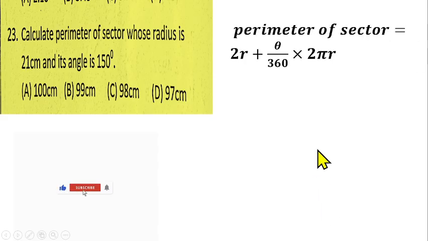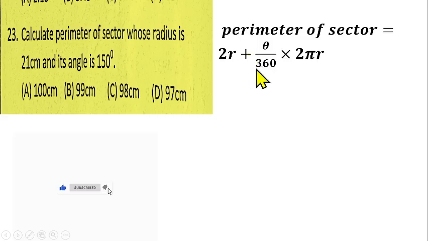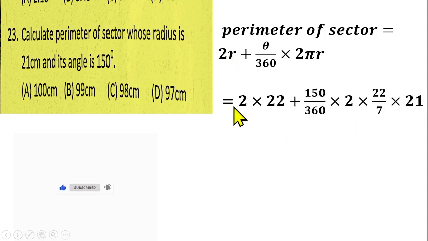Question number 23. You have to calculate the perimeter of a sector whose radius is 21 and its angle is 150 degrees. The perimeter of a sector is the 2 radii plus the length of the arc. The length of an arc is theta over 360 times 2 pi r. We have been given the radius to be 21 and the angle of the sector is 150 degrees. So if you substitute that, we have 2 times 22.